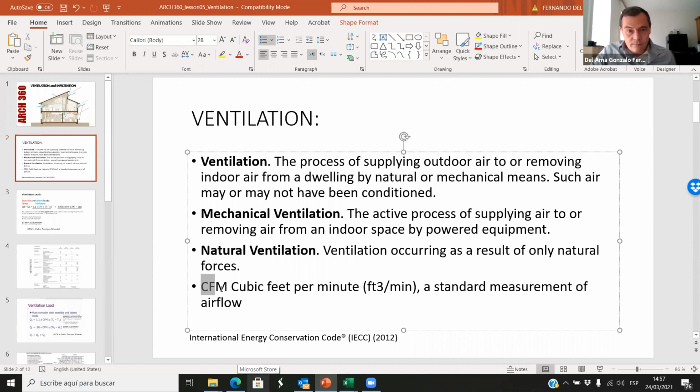And then the CFM, cubic feet per minute, and these are the units again, is the standard measurement for airflow. You should know what CFM is, because if you have taken systems, and I think all of you have taken systems, we have been working with the CFM, with this concept, because this is how we measure the ventilation.